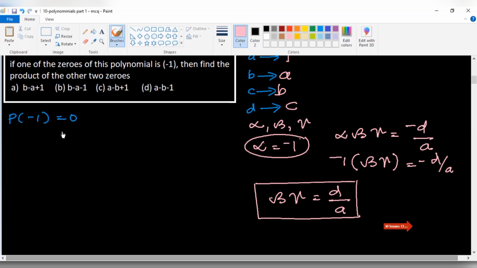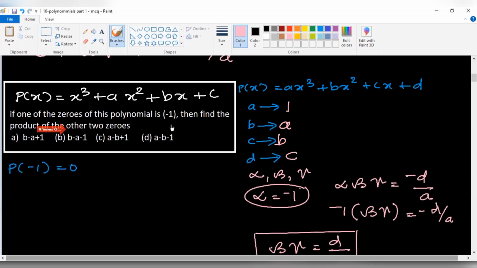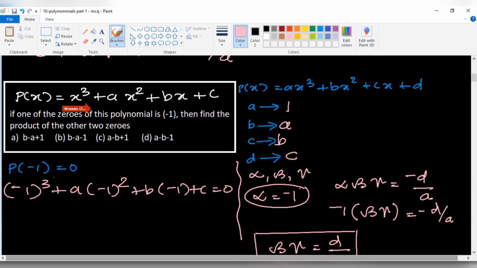And one more thing is given, P of minus 1 equal to 0, because minus 1 is a zero of the polynomial. Then we can say P of minus 1 equals 0, by the factor theorem. Minus 1 is one of the zeros, which means P of minus 1 is equal to 0. So let us substitute minus 1 here. P of minus 1 is minus 1 cube plus A into minus 1 square plus B into minus 1 plus C. This is given as 0. From here, we will get the relation between A, B and C.